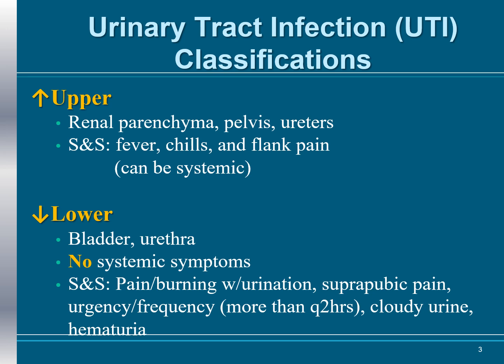Lower UTI can be cystitis, inflammation of the bladder, or urethritis, which is inflammation of the urethra. Usually there are no systemic symptoms. Signs and symptoms are like pain with voiding, suprapubic pain, frequency, urgency, cloudy urine, and those kinds of symptoms.